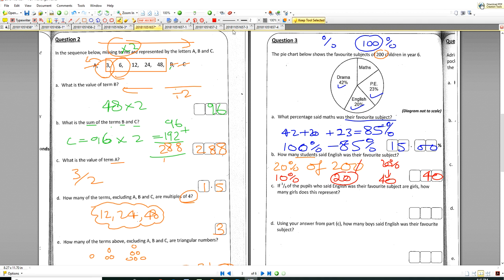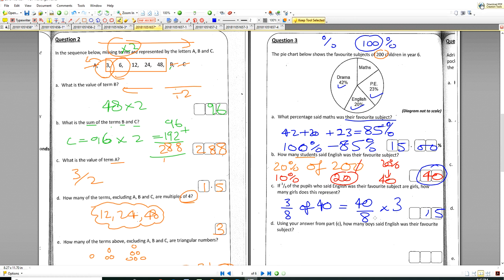Then next part, question C. If 3/8 of the pupils who said English was their favorite subject are girls, how many girls does this represent? So now that we know there's 40 in English, we've got to work out 3/8 of 40. And the way we work that out is by saying 40, we divide it by the bottom number, times it by the top number. 40 divided by 8 is 5. 5 times by 3 is 15. So that gives us a value of 15 girls who like English.